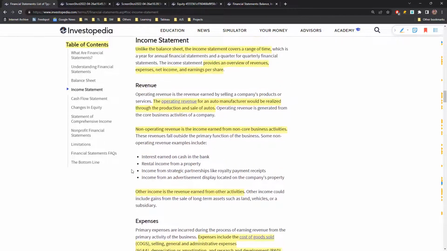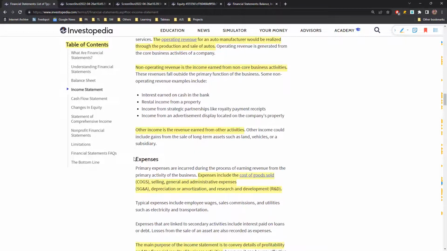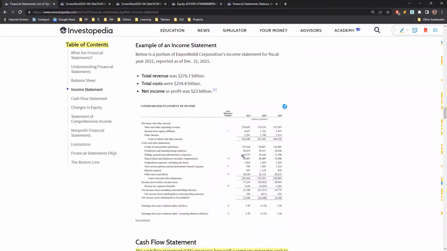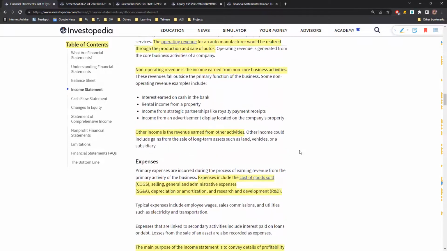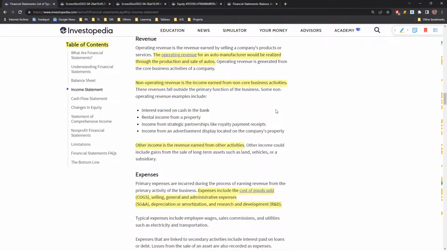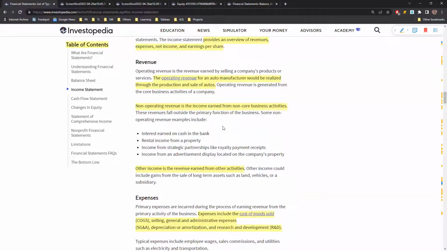So let's quickly go through some of these elements, what they are, and at the end we'll also look at some examples and see what kind of inferences we can make from this data. So, start with revenue. Depending upon the type of business or company, the main sources of revenue will keep on changing.